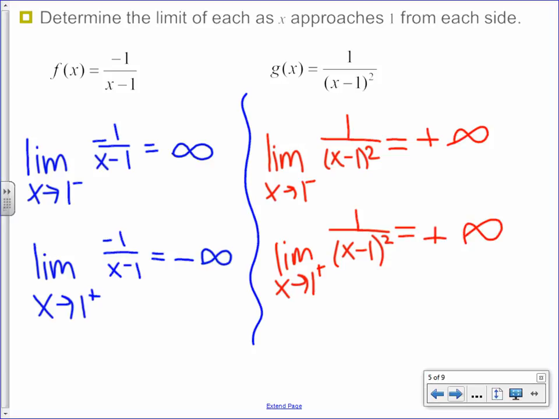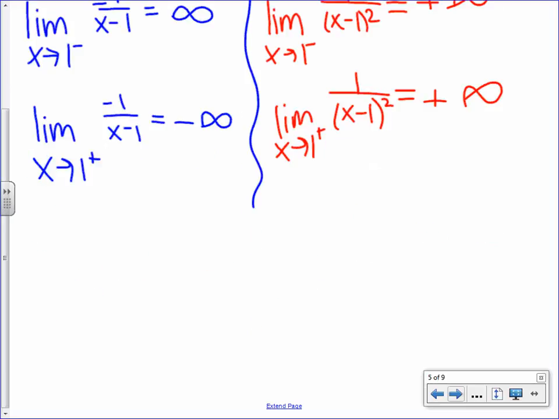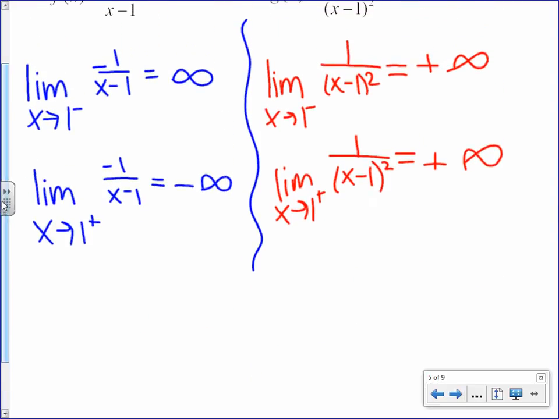Yes. Yeah, it looks like this, right? If you plug in numbers further away from 1, you can get negative numbers. But those are never going to be negative because you have 1 over something squared. Right, right.